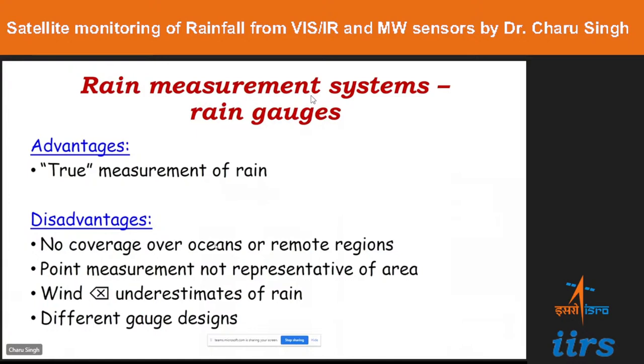Rain gauge provides the point measurement. Therefore, whatever output we get from the rain gauges is not representative of an area rainfall. Wind underestimates the rainfall, and there is a problem with the gauge design. So there may be some rain gauges having different designs. Accordingly, we have to adopt different calibration techniques also.